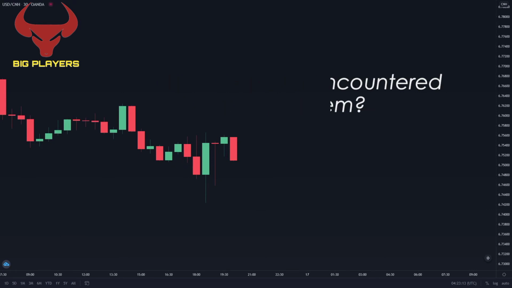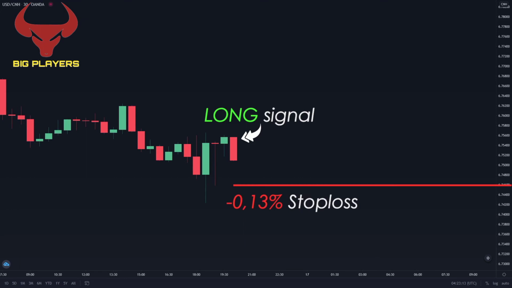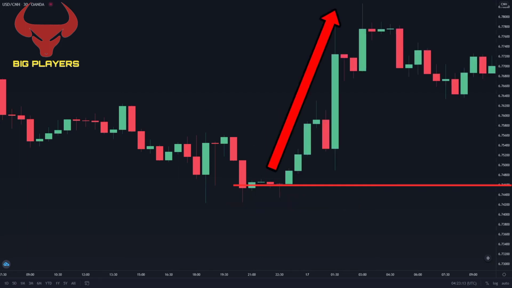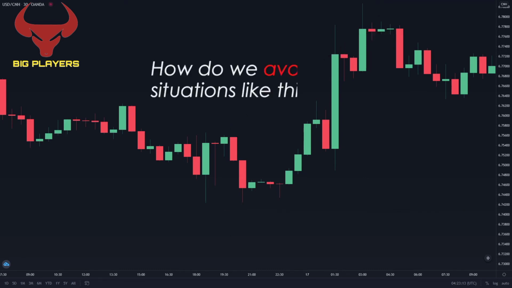Where, for example, let's say you received a long signal here. And let's say because you normally use a 13 pip stop loss, you also decided to use it here. But the price instead drops downwards and hits your stop loss only for it to go back up again. So you've closed your trade early and missed the trend. If you would have put your stop loss just slightly below here, it will not get triggered and you would have participated in this trend. So how do we avoid situations like this?